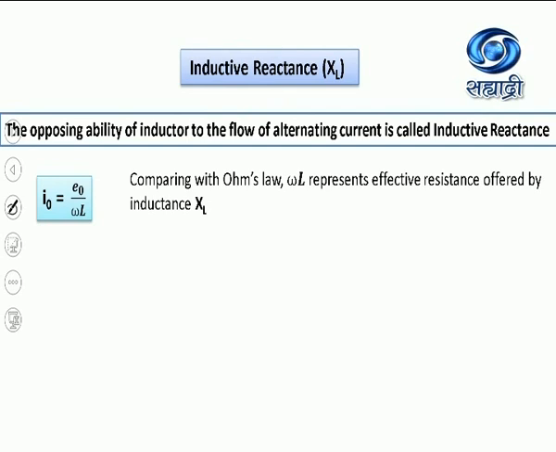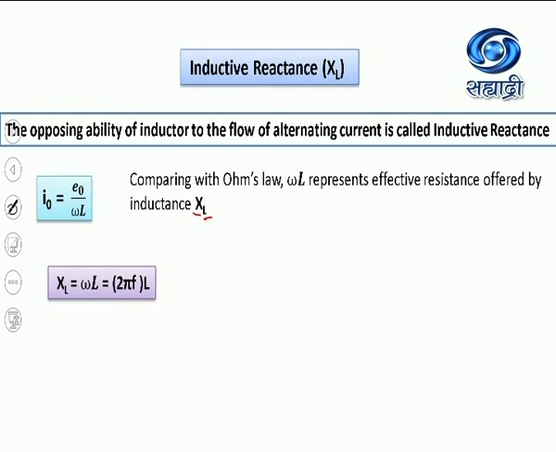Why is the word reactance used? Reactance is a resistance offered by the component to alternating current. So whenever there is a DC, we use the word resistance. Whenever there is an AC, we use the word reactance, and reactance is represented by capital X. It is offered by the inductor, so we write subscript as L. So XL is the resistance offered by the inductor to the flow of alternating current flowing through it, called inductive reactance.